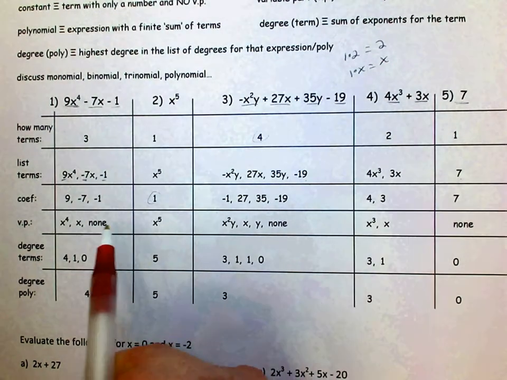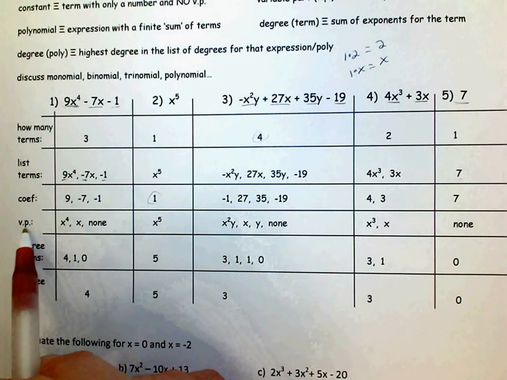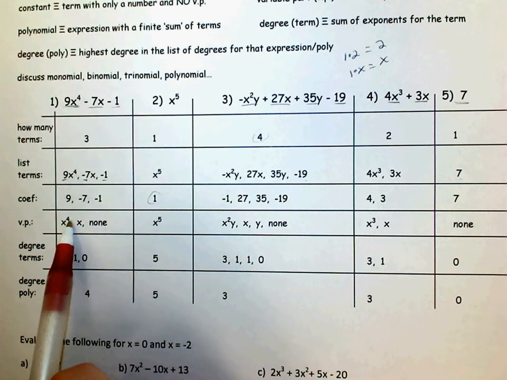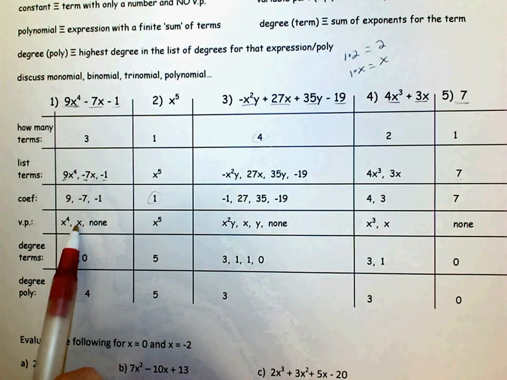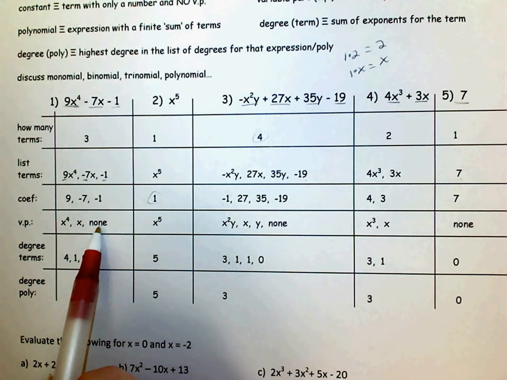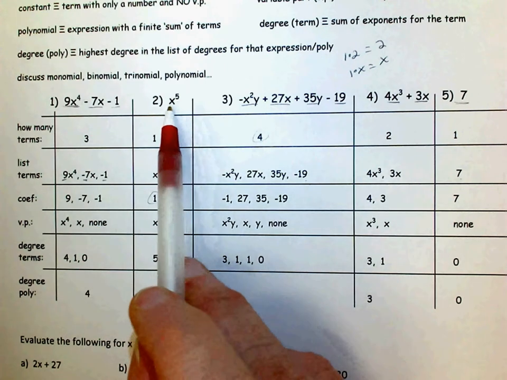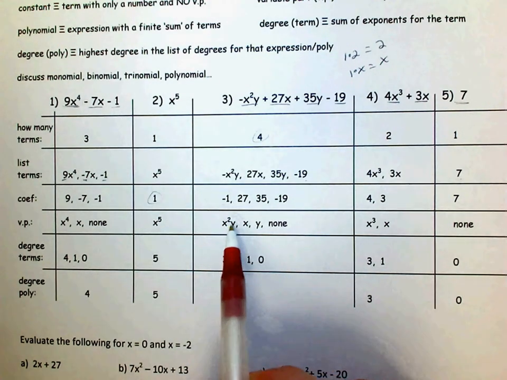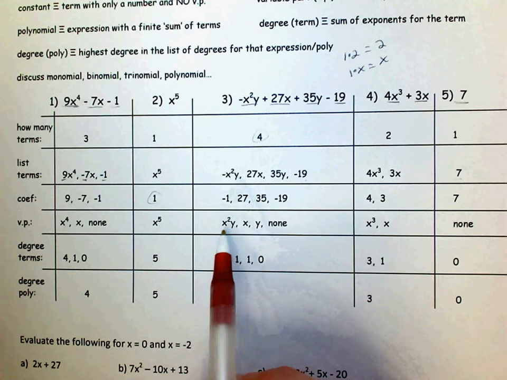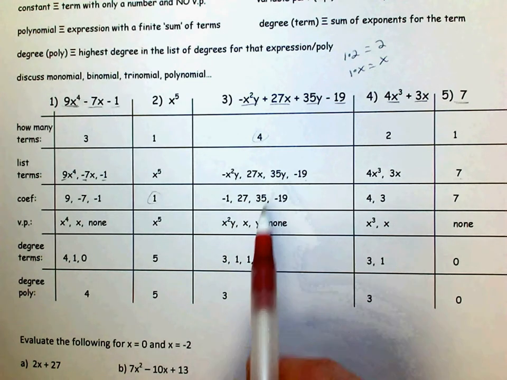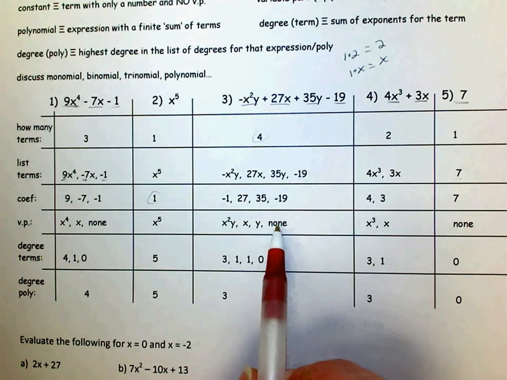Now, the variable part for 9x to the 4th is x to the 4th. For negative 7x, it's x. Negative 1, you don't have a variable part, so none. And on x to the 5th, it's just itself, x to the 5th. And then negative x squared y is x squared y. 27x is x. 35y is y. Negative 19, it doesn't have one.